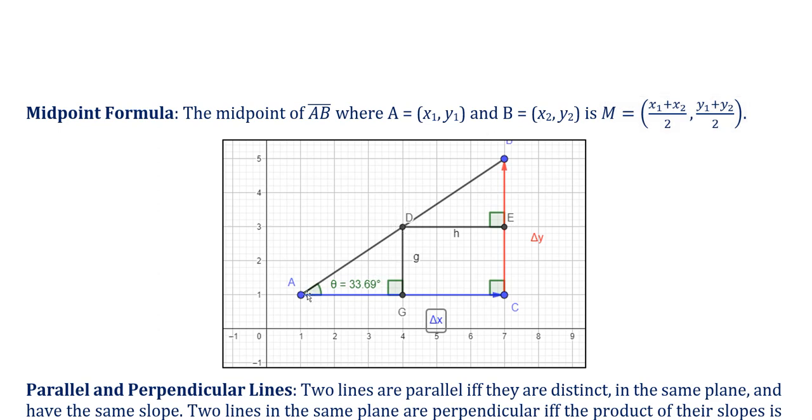And so what do you get? Well, let's prove that it's this coordinate. Let's start with the coordinate here. To get this, you just average the x's to get the x coordinate, and average the y's to get the y coordinate.